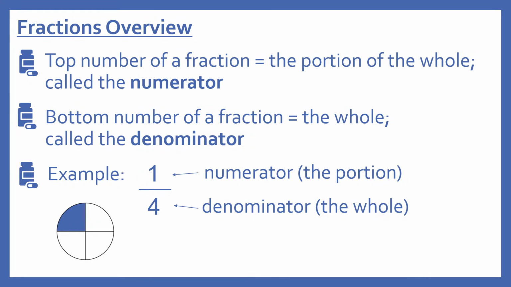The top number of a fraction is the portion of the whole, and it's called the numerator. The bottom number of a fraction is the whole, and it is called the denominator. So for our example of 1/4, 1 on the top is the numerator, and that is the portion. And 4 on the bottom, that's the denominator, and that's the whole.